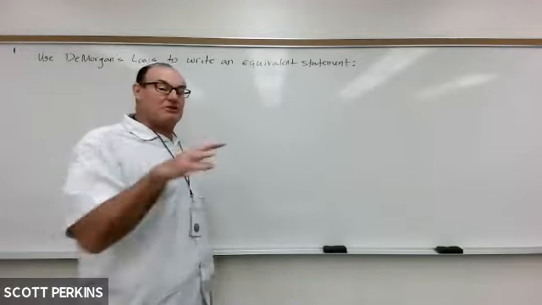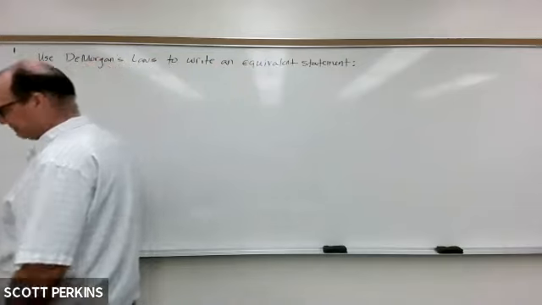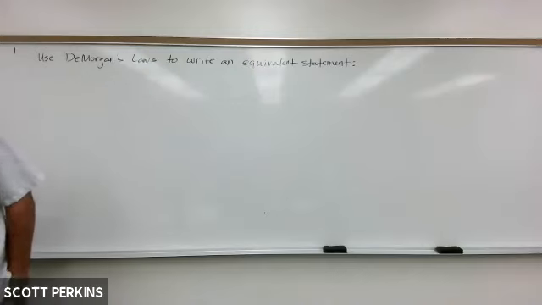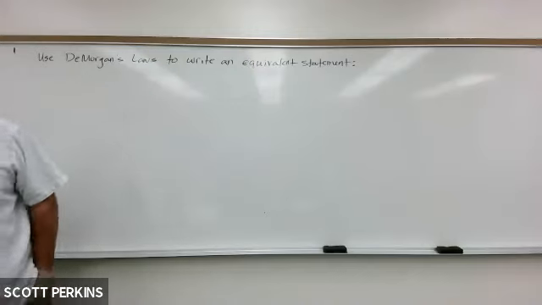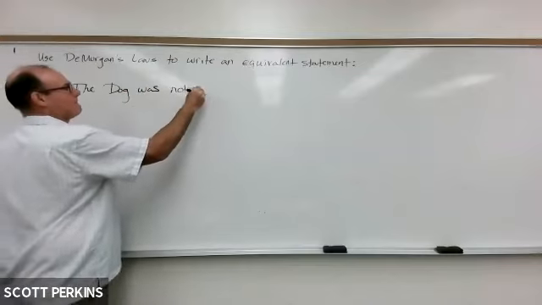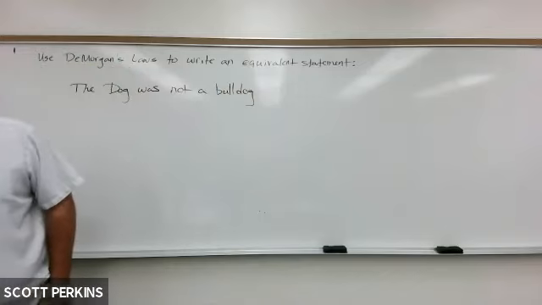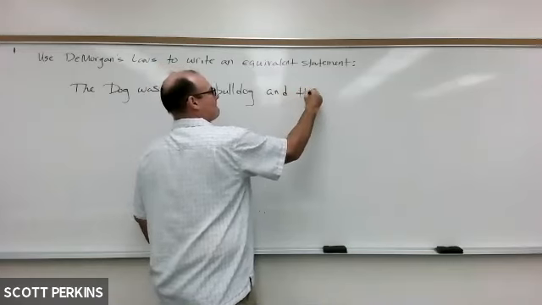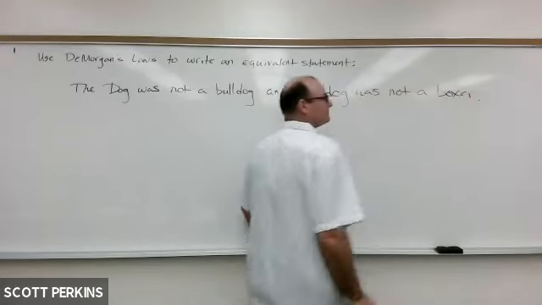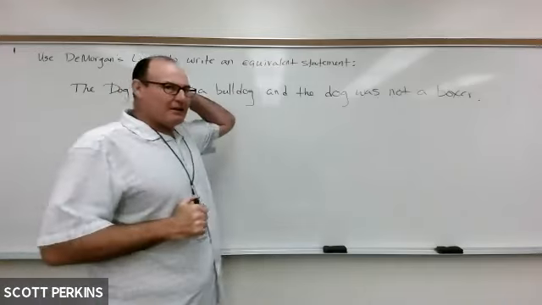So I don't know if you have your notes and if you still have De Morgan's laws visible. If not, we'll put them on the board in a minute as we go through this problem. And then I've got two problems for you that are the same ilk. And so this is just a problem I have in my book. It says the dog was not a bulldog, and the dog was not a boxer.